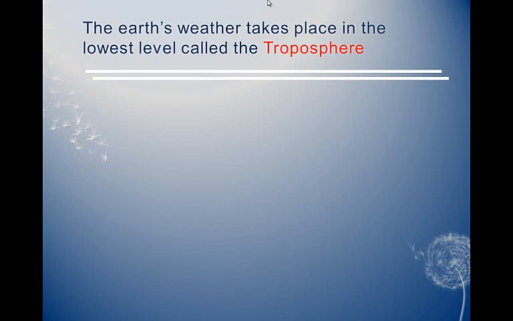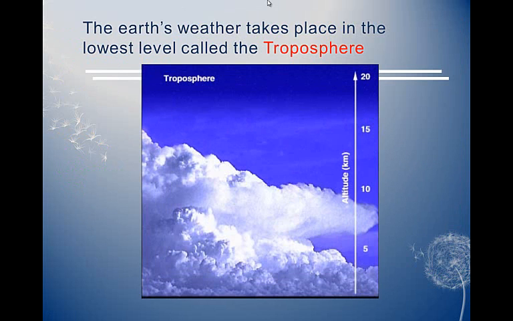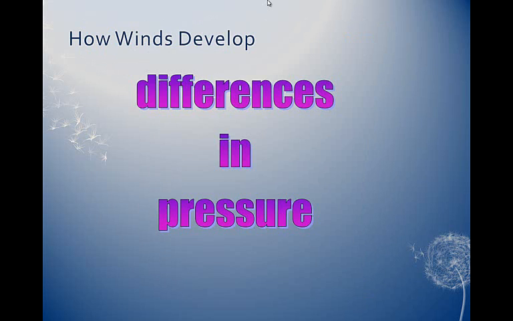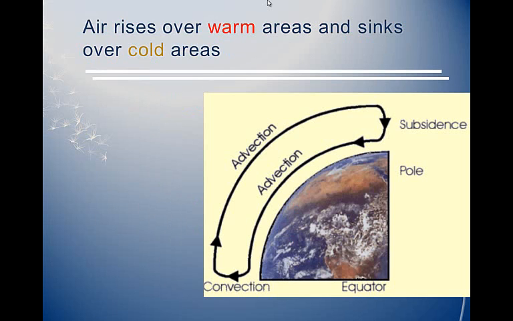The Earth's weather takes place in the lowest level called the troposphere. So it's from Earth's surface to about 20 kilometers up. So how do winds develop? Our winds develop from differences in pressure. Remember we talked about with heat transfer that the sun's heat energy drives all of our winds. And it does. The air rises over warm areas and sinks over cold.